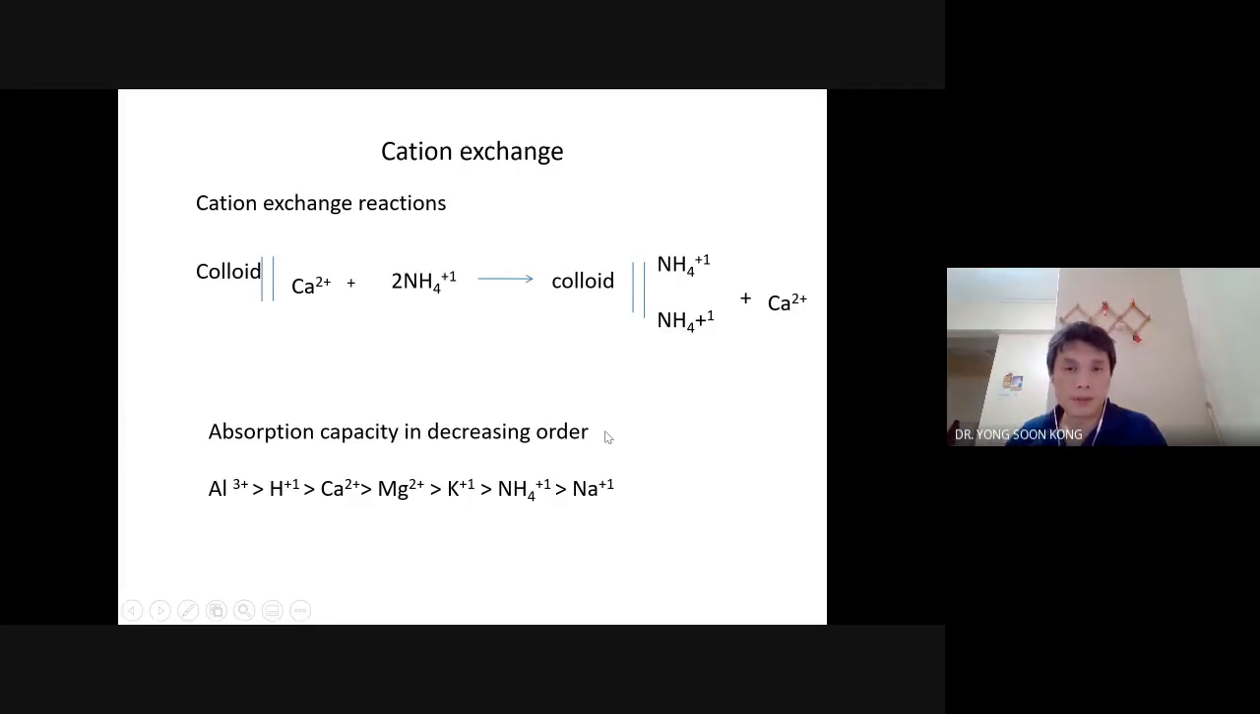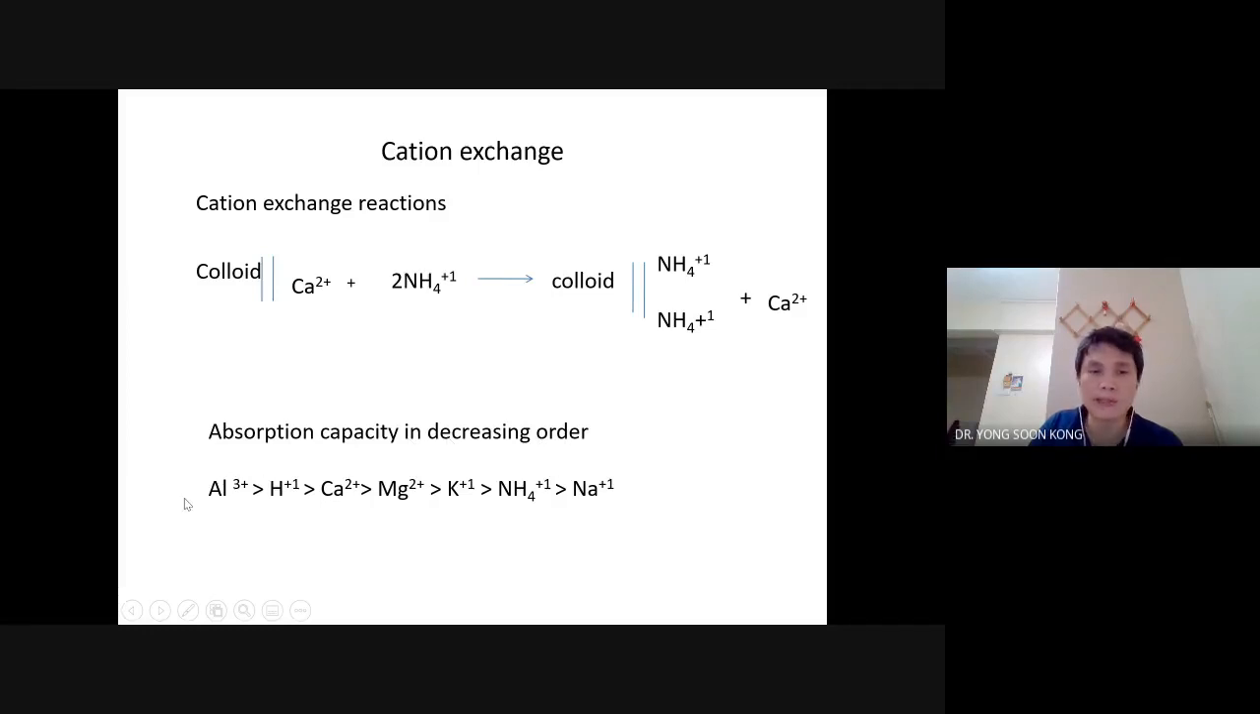Next I'm going to talk about cation exchange, the reaction, how it happens. I believe I have already explained this one, so I'm going to skip the equation on top. However, I'm going to stop for a while and discuss a little about adsorption capacity. I believe this is wrongly spelled; it should be adsorption capacity, in decreasing order.